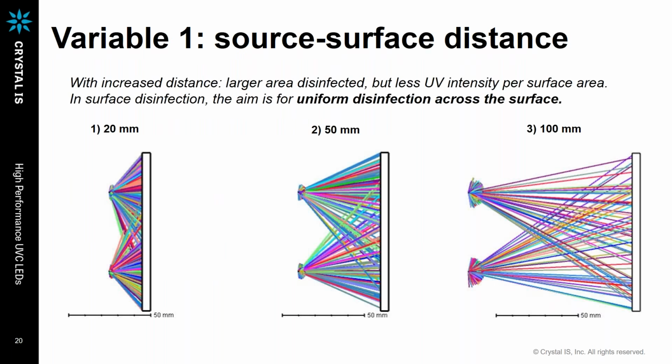Now I want to show you a couple of examples of the variables we had spoken about earlier, the sources and surface. What we are showing here is ray tracing. We take our LEDs and place the LED at a certain distance. We know the viewing angles, so we can do the modeling based on that. We are taking 3 different distances, 20 millimeters, 50 millimeters, and 100 millimeters, between the surface and the LED source.